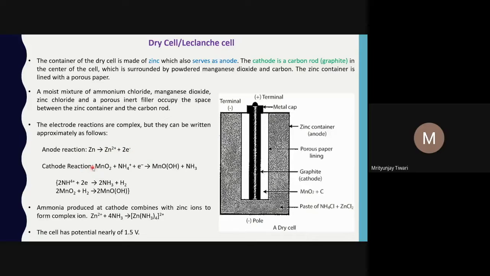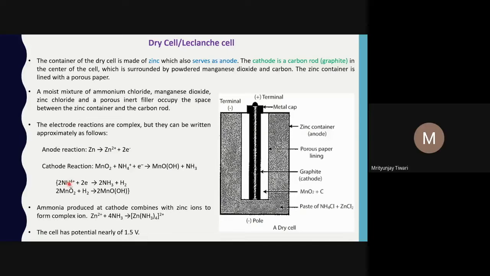And at the cathode, what reaction will be happening? This cathode is the carbon electrode, the graphite electrode, which provides the surface. Here the reaction that takes place is that manganese dioxide accepts the electron that is released at the anode from the oxidation of zinc, and the ammonium ion that is there in the electrolyte, and it finally forms MnOOH plus ammonia.